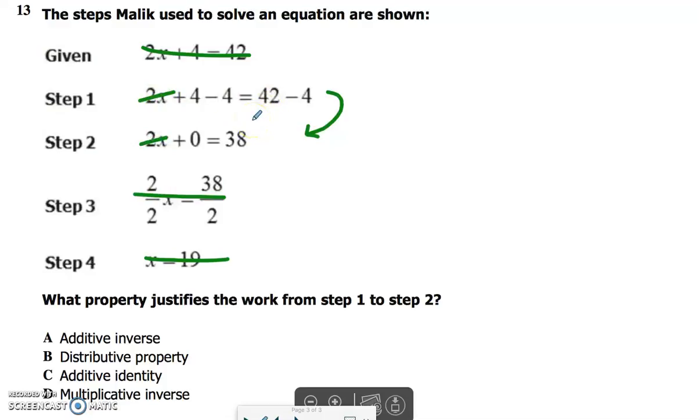I'm going to skip to the end of what's not part of our choices. 42 minus 4 giving us 38 is simple simplification, just mathematical solving, so that's not a property. But 4 minus 4 equaling 0, which is a positive 4 plus a negative 4. Let's write that in there. That's what they are trying to get you to see. A positive 4 and a negative 4 equaling 0 is our additive inverse property. Great.